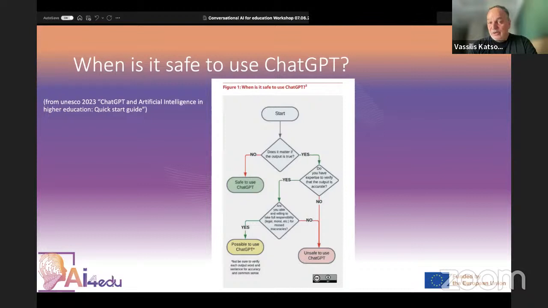Are you able or willing to take responsibility for misuse or inaccuracies? Which means someone has to take the responsibility, which could involve legal or moral implications. If that answer is also yes, then you are almost certain to use ChatGPT. If one of the questions is no, then don't use ChatGPT.